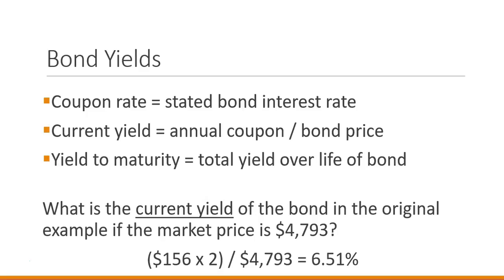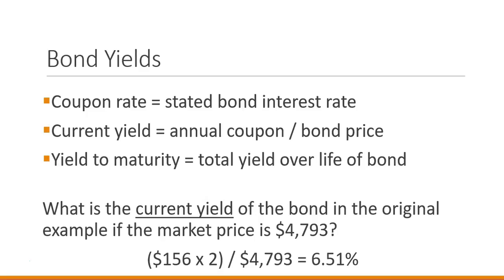And because the bond price is not always going to be the face amount or the par value of the bond, then the current yield won't always be the same as the coupon rate. And finally, yield to maturity is the total yield of the bond over its life.